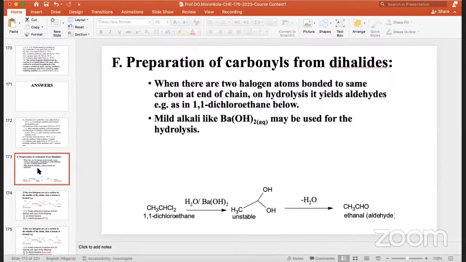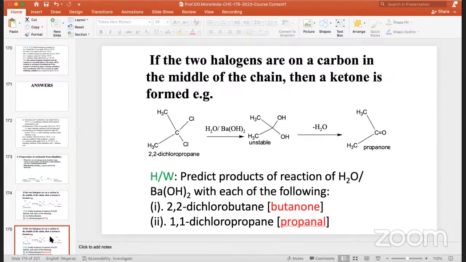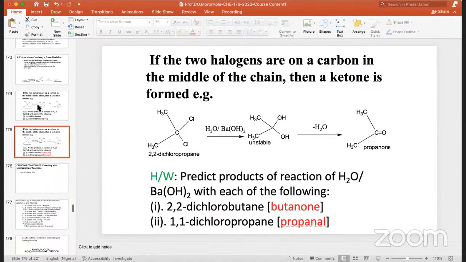Let's try to see how we can synthesize or prepare our carbonyls from dihalides. Dihalides, like you know, di means two: two halogens bonded to carbon in the molecule. Now, depending on the structure of the dihalide, are they on the same carbon, like in this one, 1,1-dichloroethane, or are they on different carbons?